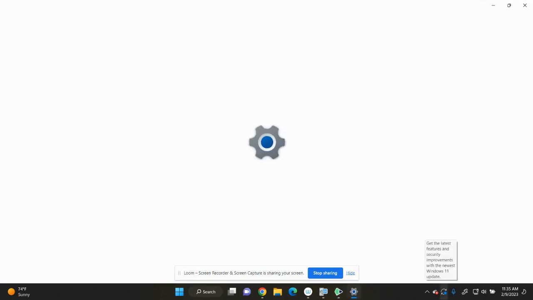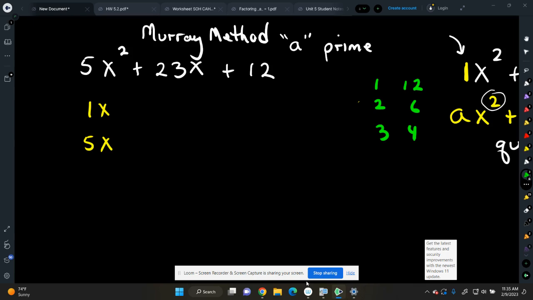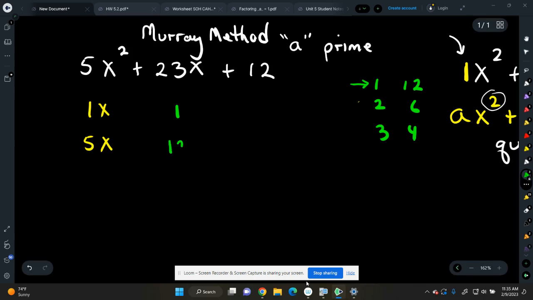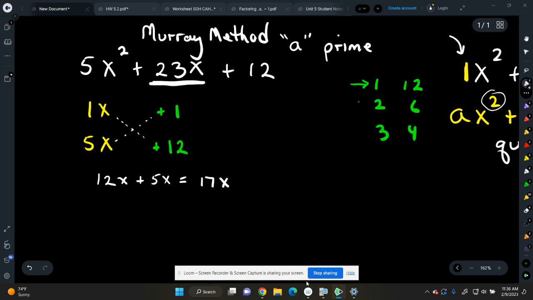So what we're going to do is take the factors of the 12. I'm going to start with the 1 and 12, and I'm just going to write them over here, 1 and 12. They're both positive. So I'm guessing what my factors are. Now I'm going to check it by cross multiplying. What's 1x times 12? 12x. What's 5x times 1? 5x. We add those together. That equals 17x. I need it to equal 23x. That's wrong. So that one's wrong.